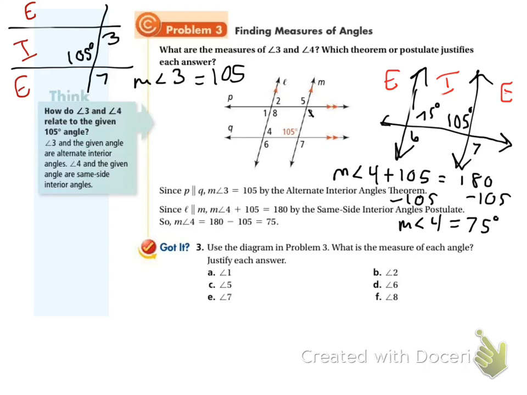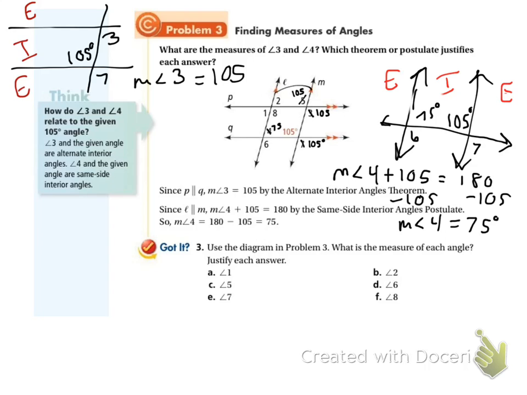So let me mark this in my picture. 3 is 105, and 4 is 75. I think the easiest way now to figure out more angles is to start with vertical angles. So 5 and 105 are vertical angles. So the measure of angle 5 is 105. Right here, 105 and 7 are vertical angles, so 7 is 105. Remember, vertical angles are congruent.